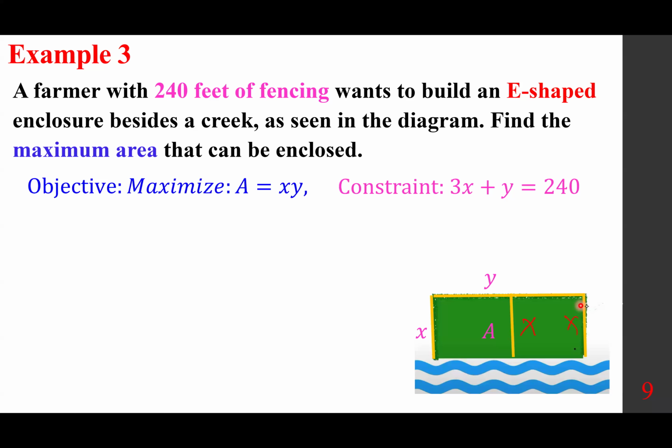Again, the process is simple. We're going to solve for Y because A has 2 variables and we don't want that. We want it to be a function of 1 variable. Y is 240 minus 3X. If I put it in here, it becomes A of X equals X times 240 minus 3X.